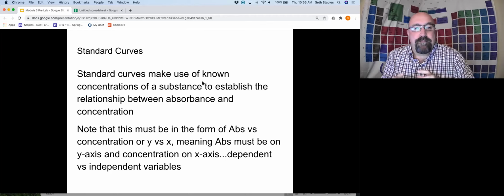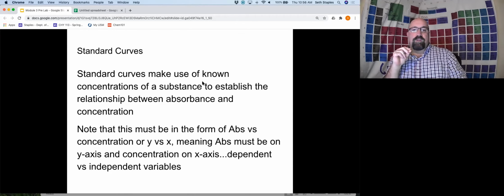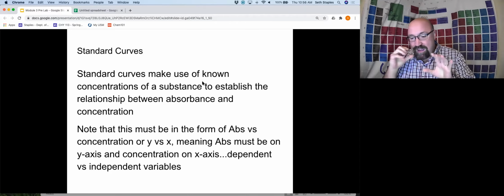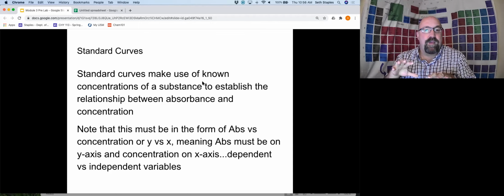Standard curves make use of Beer's law in that we can take known concentrations of our compound of interest, in this case, nitrates. We're going to take known concentrations of nitrates and establish that relationship between absorbance and concentration. Make note here that when you are creating a standard curve graph, it must be in the form of absorbance versus concentration.